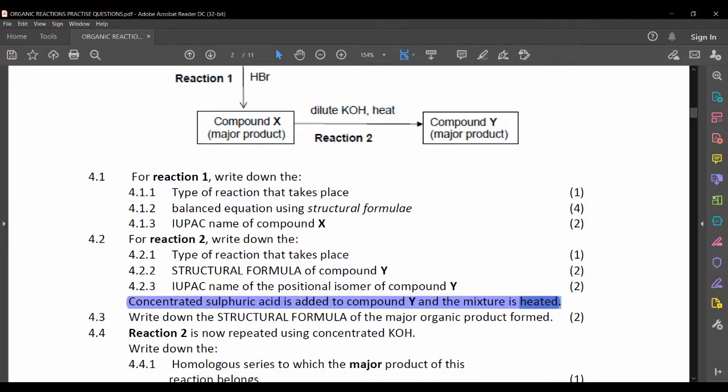I need to think. Compound Y is an alcohol. Whenever an alcohol is in the presence of sulfuric acid, that reaction is dehydration.